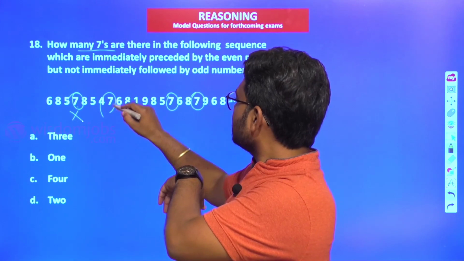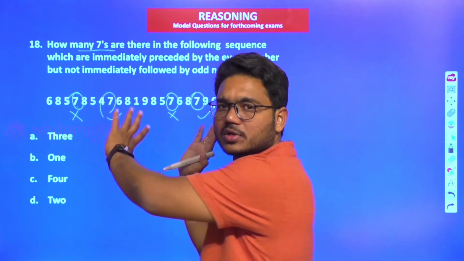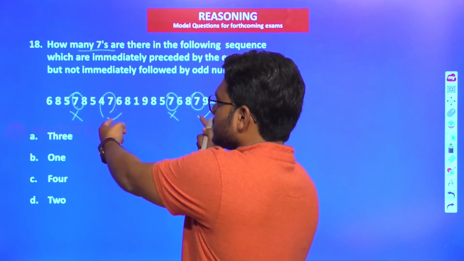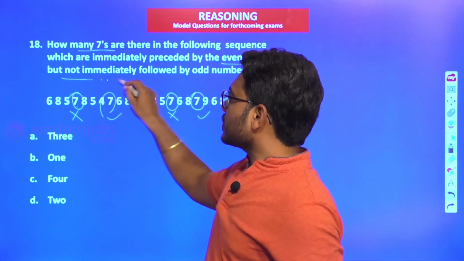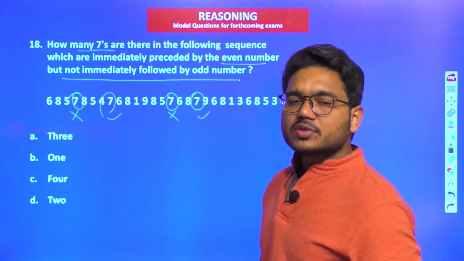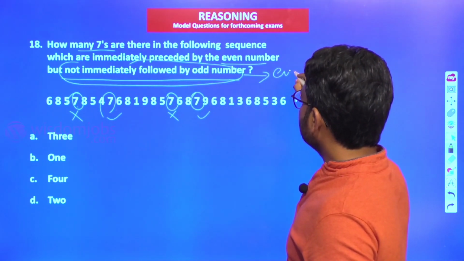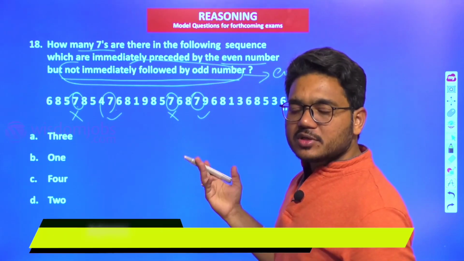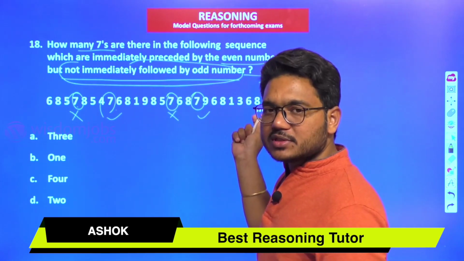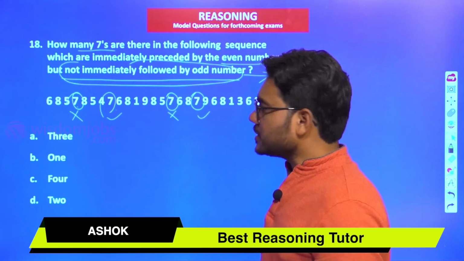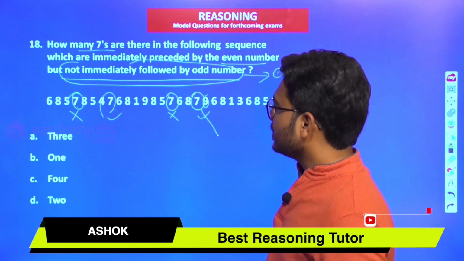This is invalid, this is valid, this is invalid, this is valid. So you need to check with these two numbers, which satisfy this even number condition. One more condition is given: but not immediately followed by an odd number. This whole sentence means it must be followed by an even number. That is, but not immediately followed by an odd number, in the sense it must be immediately followed by an even number. So where is it followed by this even number? Here it is odd, so this can be eliminated.